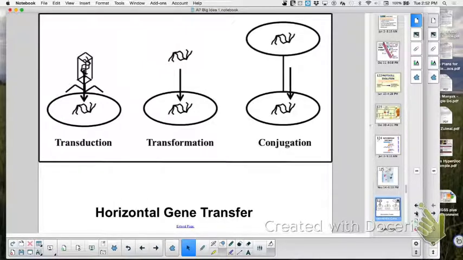I'm kind of confused between horizontal and vertical. Is horizontal just... How many cells do I have when I'm done? One. So it was just an exchange. I give you $10, you give me two fives. It's a horizontal exchange. So horizontal is just exchanging genetic material. Yep. And vertical is making more cells. You're passing that DNA to your offspring. Here, you're just changing the DNA that you have, either by using a virus, picking up DNA from your environment, or exchanging with another cell.